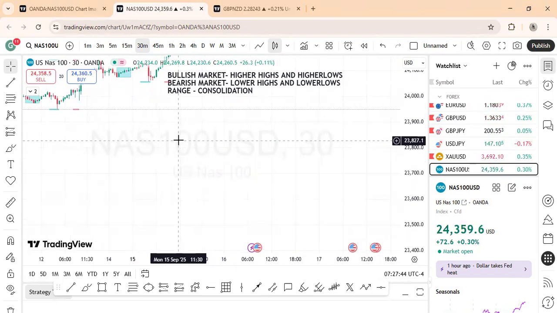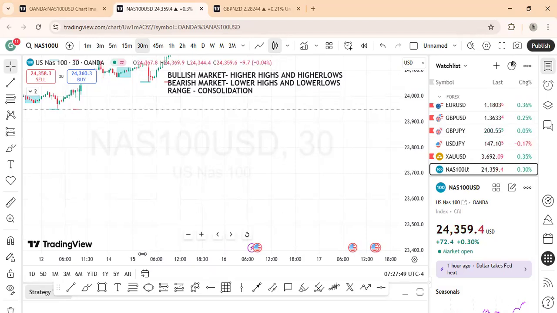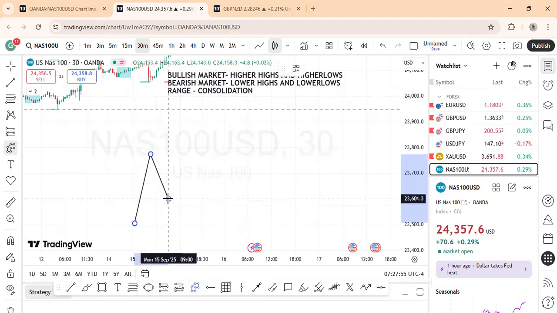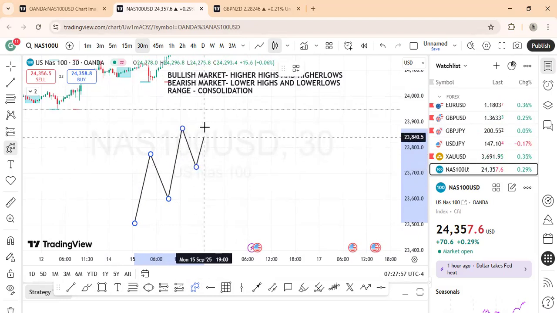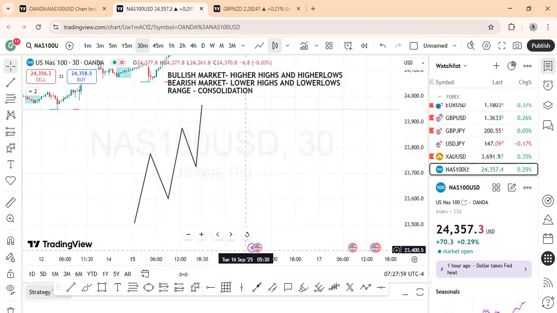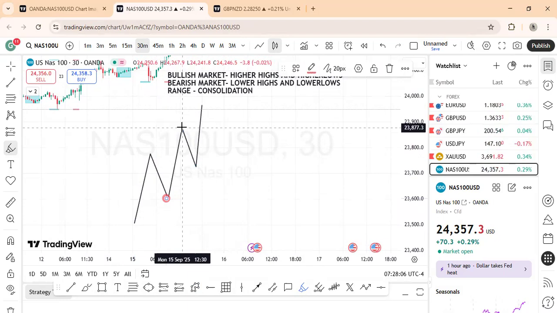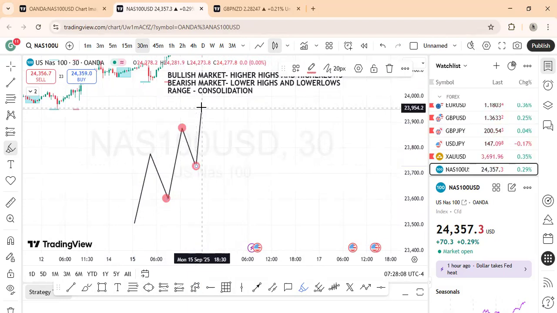So now for a bullish market, we have what we call higher highs and higher lows. Now, a higher high is simply defined as what? A high above a previous high, right? So that means the market is looking like this. We call this higher highs and higher lows. Now, the red spots I'll be marking are your higher highs and higher lows. So this is your higher low, that's your higher high, that's your higher low, and that's your higher high, right?